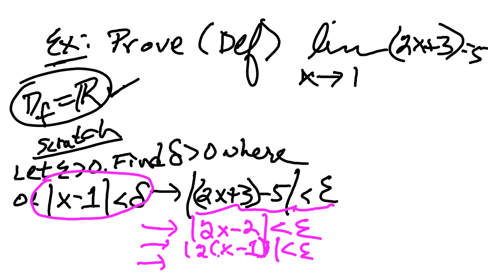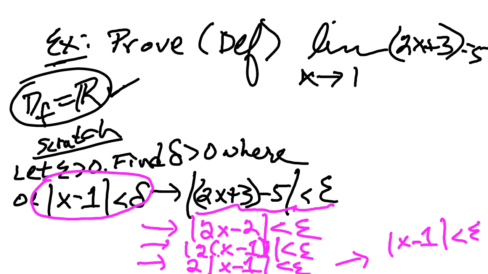And then what's that guarantee? The absolute value of a times b is the absolute value of a times the absolute value of b. So I've got 2, and the absolute value of 2 is 2, right? So it's 2 times the absolute value of x minus 1 is less than epsilon, which, what does that imply? That implies the absolute value of x minus 1 is less than epsilon over 2. So I can just divide both sides by 2, right? So anyway, this is my scratch work.